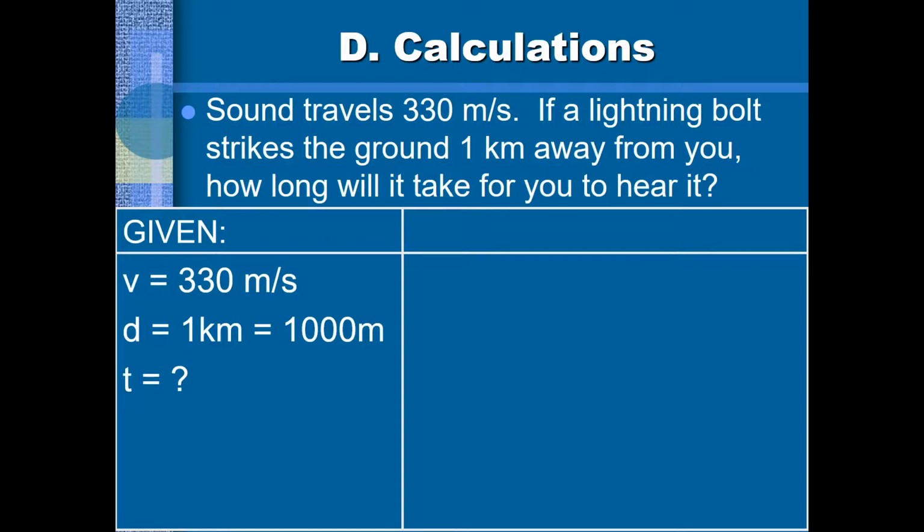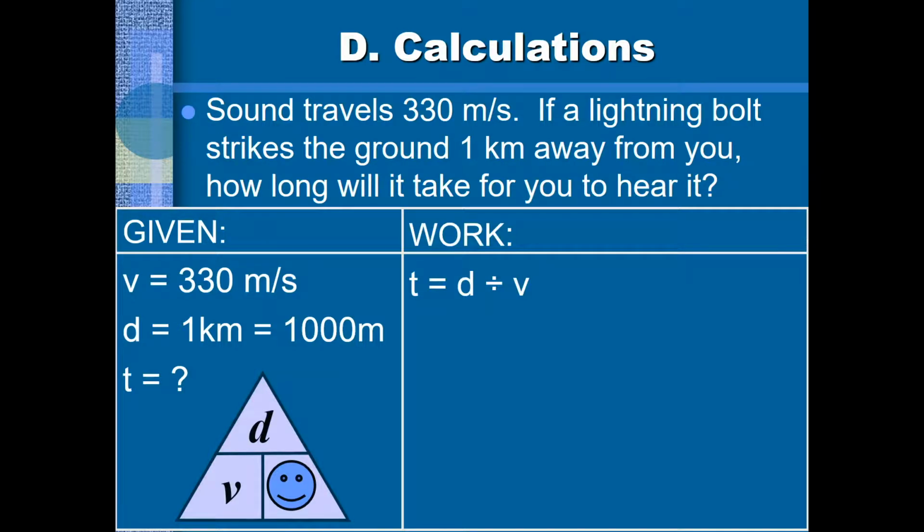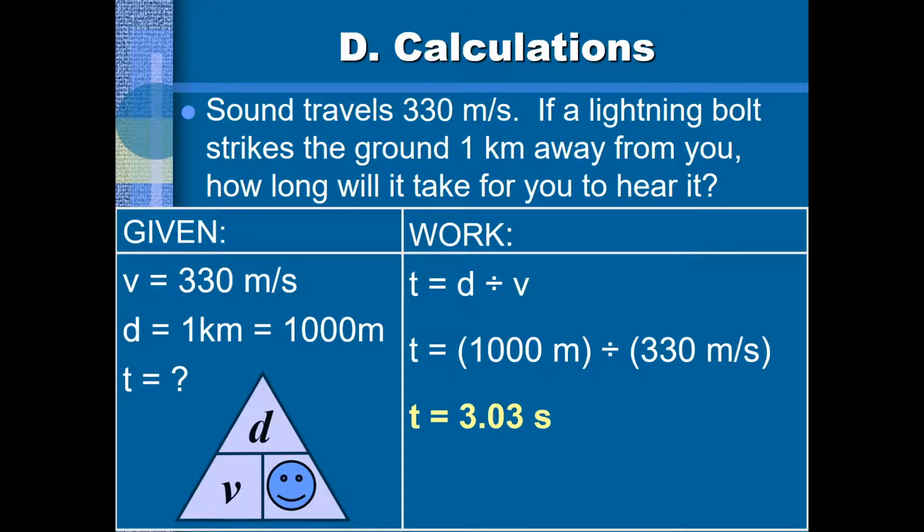And it's asking for how long, which is the time. So we're solving for time. We can use our triangle, cover up the t, and we get that time is equal to distance divided by velocity, or distance divided by speed. So now we plug in our given variables. Time would be equal to 1,000 meters divided by 330 meters per second. The meters cancel out and the seconds are inverse, so we get 3.03 seconds.